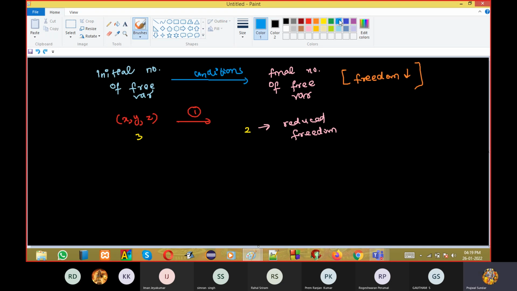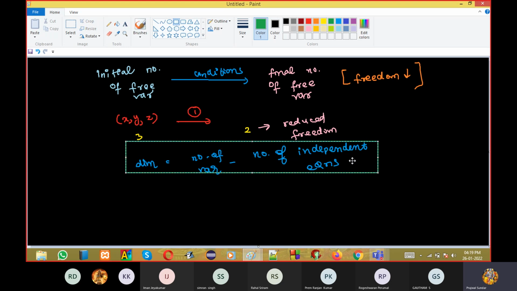This is the formula we need to know. Dimension will be number of variables minus number of independent equations. But you don't have to think of it like a formula. You can try to understand it. Initially, this much was free. Now we are reducing the freedom by giving some conditions. Initial freedom minus the conditions gives you the reduced freedom.